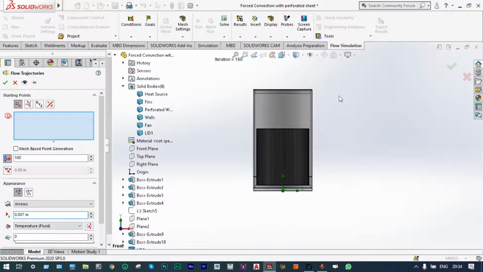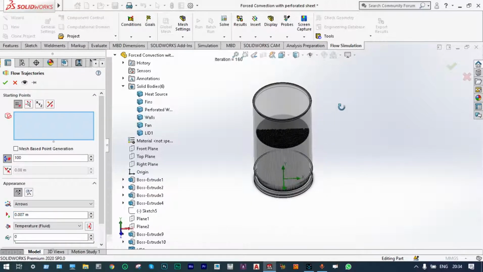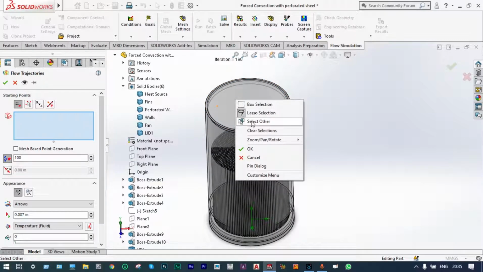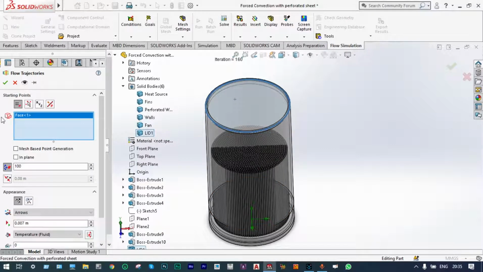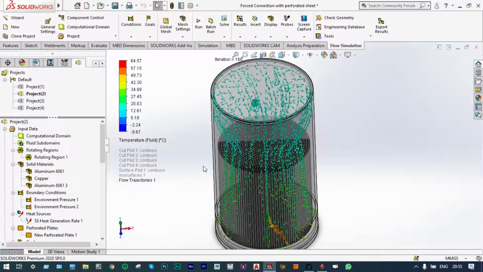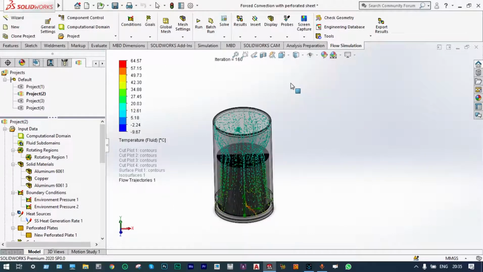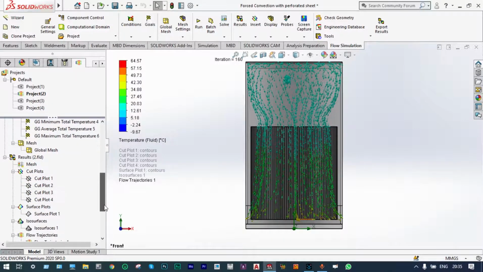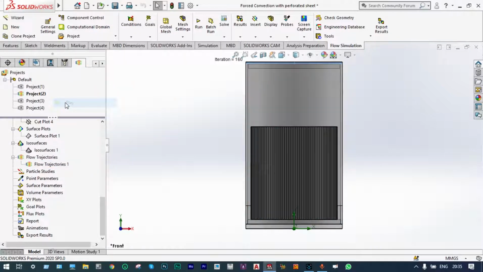Let us select the inlet location. Select other. Let us select face at inlet number 1. Selected, green check. Now you can see the particle study here. Let us view the scene from the front plane. Let us play this. Flow trajectories, let us play.